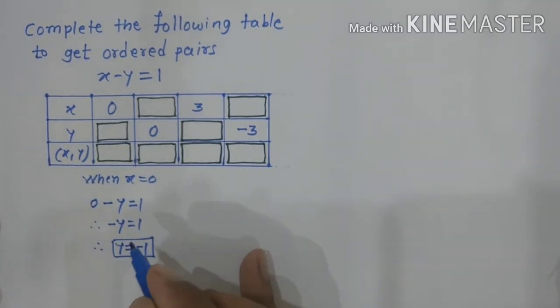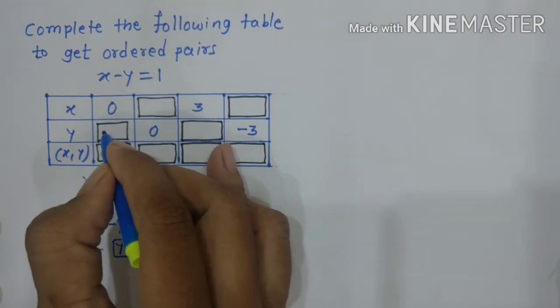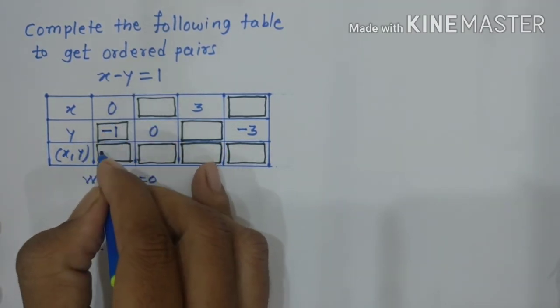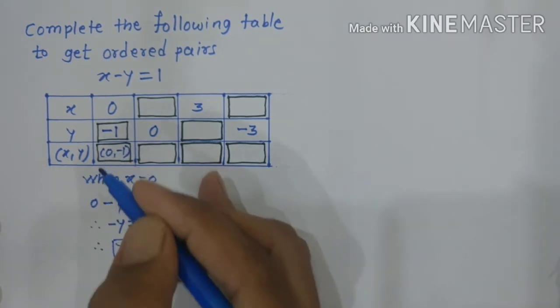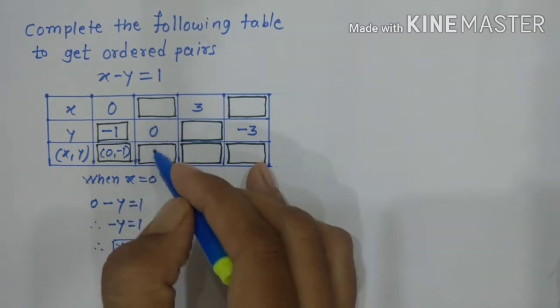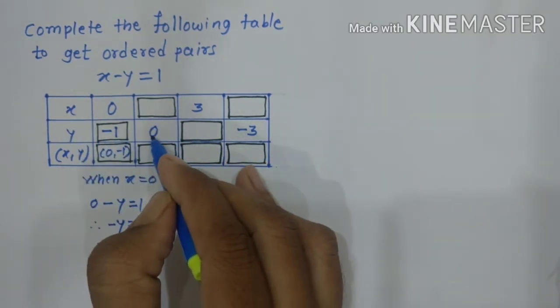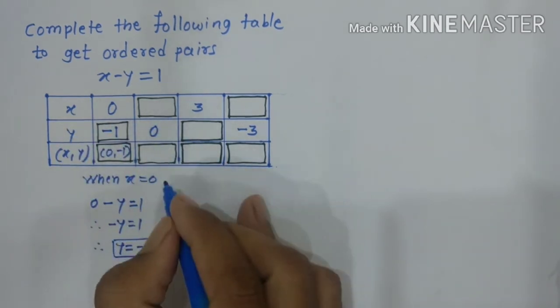Now write this value of y in the second column. That is, the value of y is minus 1, and the ordered pair is 0, minus 1. Now consider the third column. In the third column, the value of y is given as 0. We have to find the value of x.